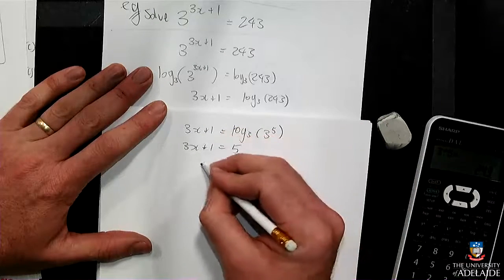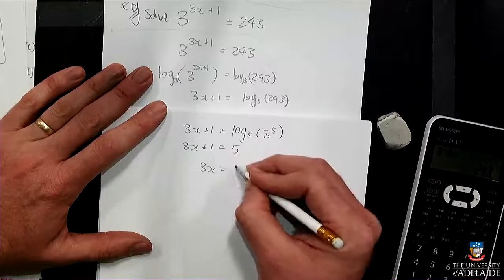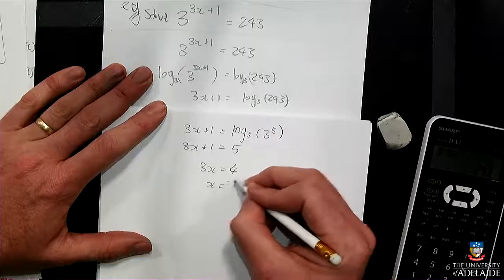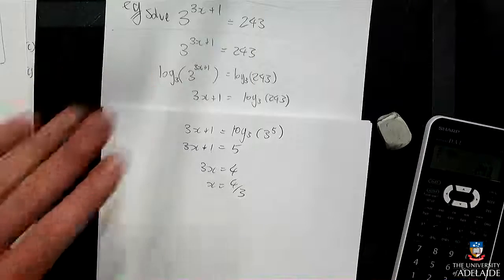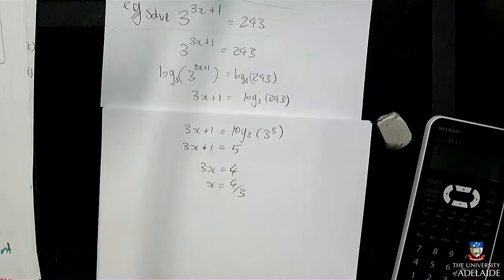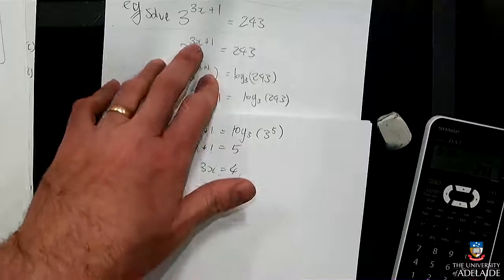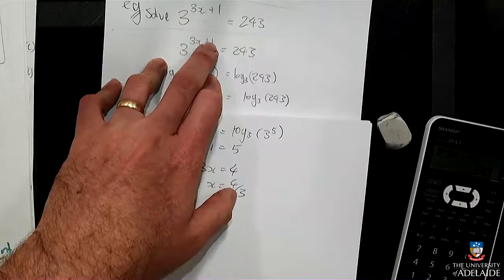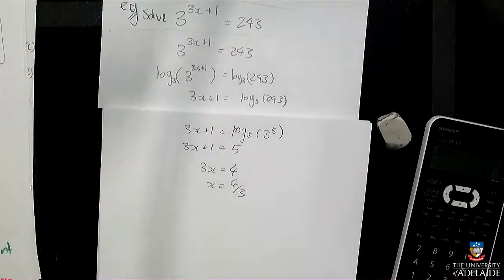And now it's an ordinary equation. I can subtract 1 from both sides, and I can divide both sides by 3. And that makes sense, because 3 times 4/3 plus 1 is 5, and 3 to the 5 is 243 according to what the calculator tells me. Nice.